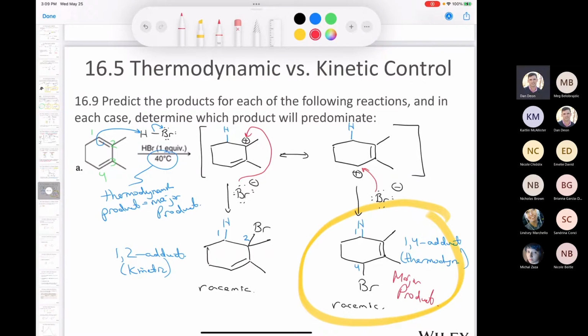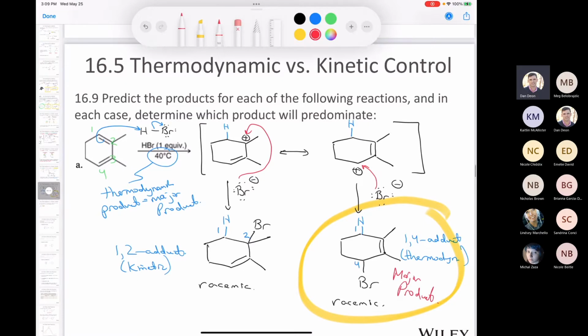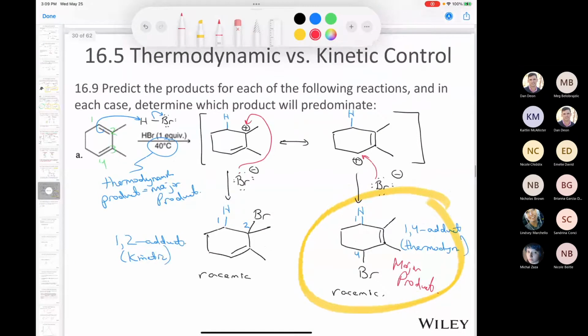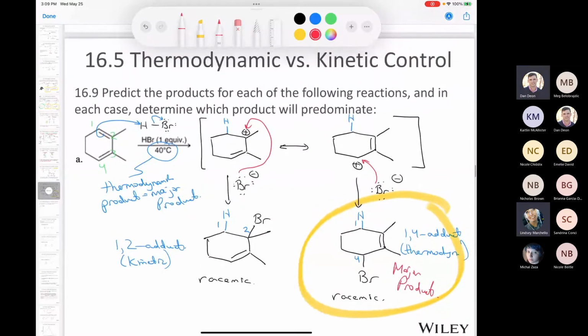Let's try 16.9b. So, does anybody have any questions about this? Any questions about this problem? I was actually going to ask. Yeah, go for it. Ask me anything.